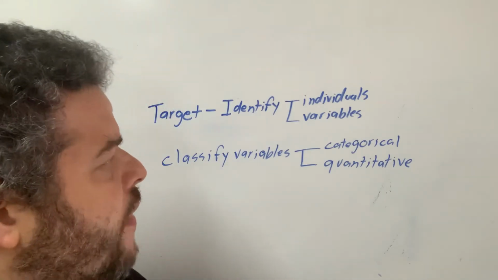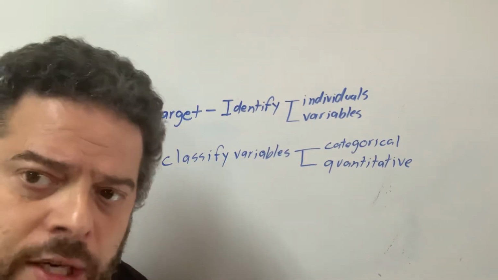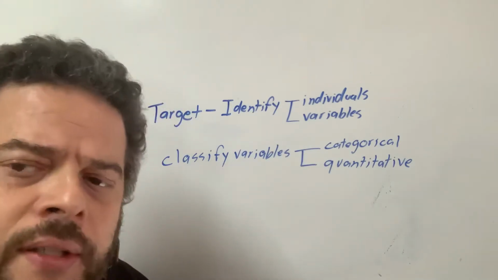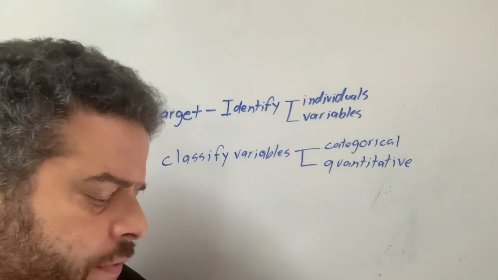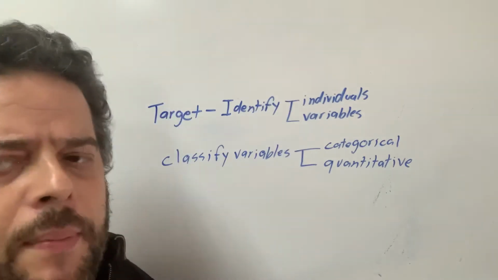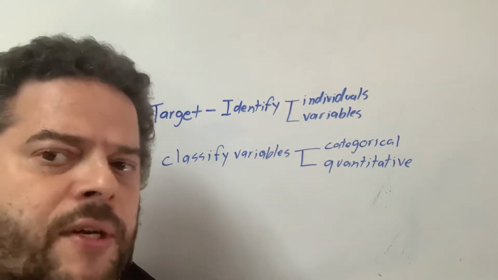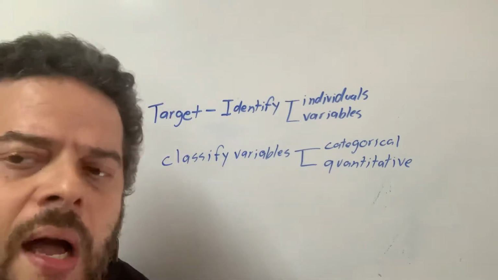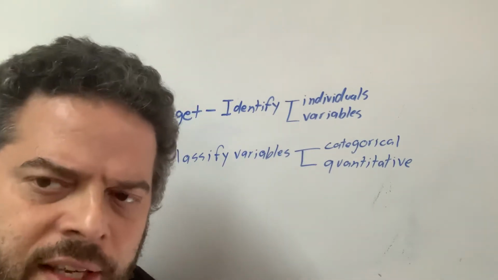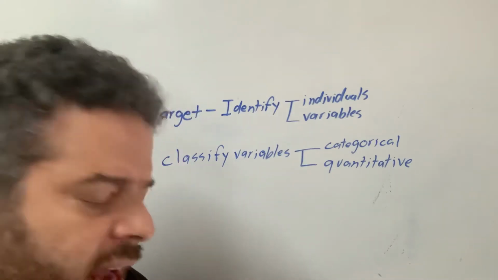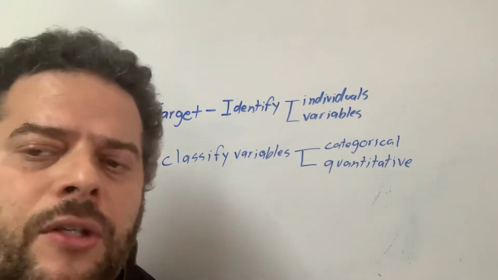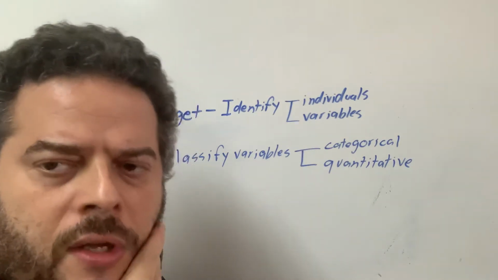Now, as far as actual definitions go, an individual is an object described in a set of data. Individuals can be people, trees, pages, just pretty much anything. That's an individual. And a variable is an attribute that can take different values for different individuals.